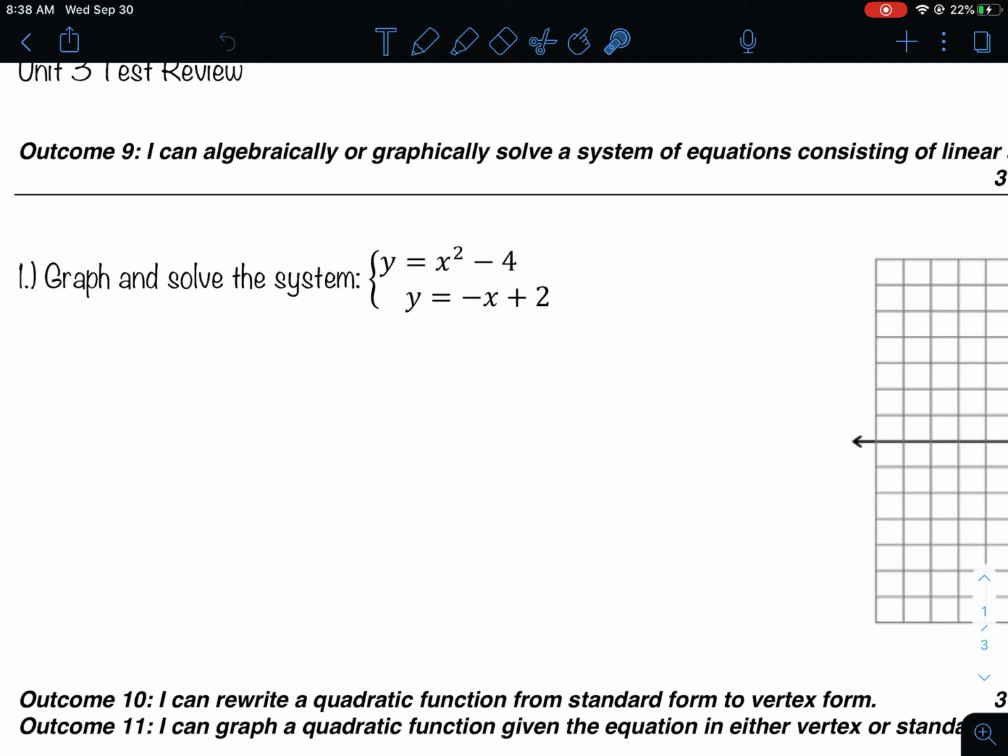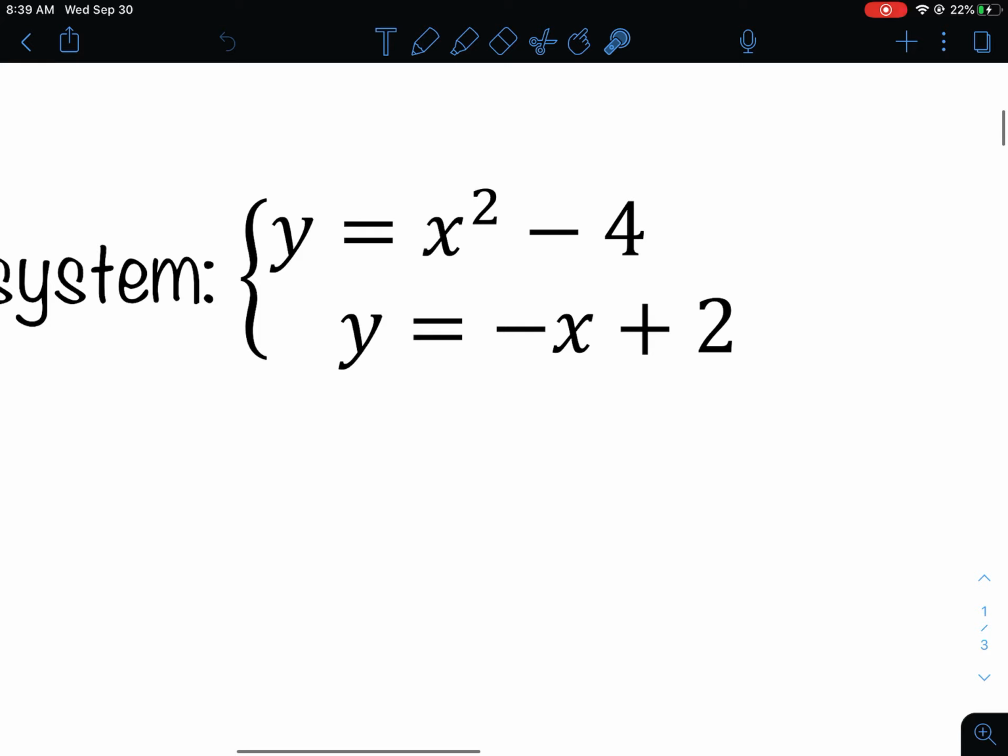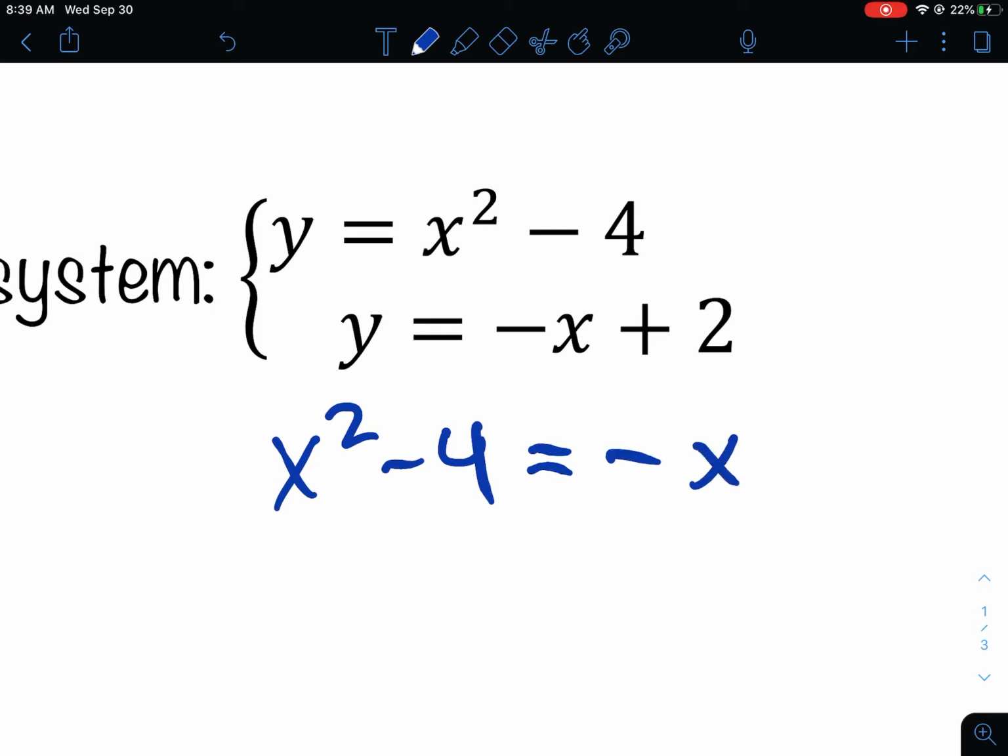You could do this algebraically, though I don't think most of you are going to do that. I can just set these equal to each other, and whatever I find for x will be where these points cross. They're both equal to y, so I can set them equal: x squared minus 4 equals negative x plus 2, and then solve for x, which ends up turning into a quadratic.